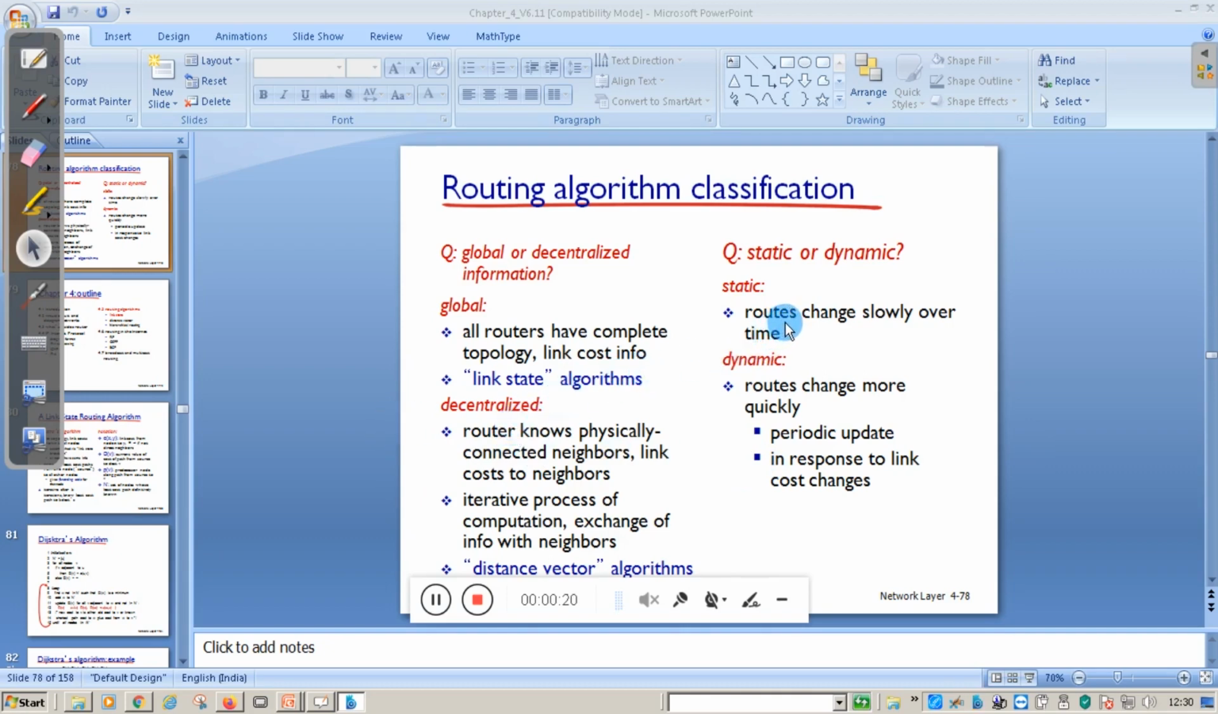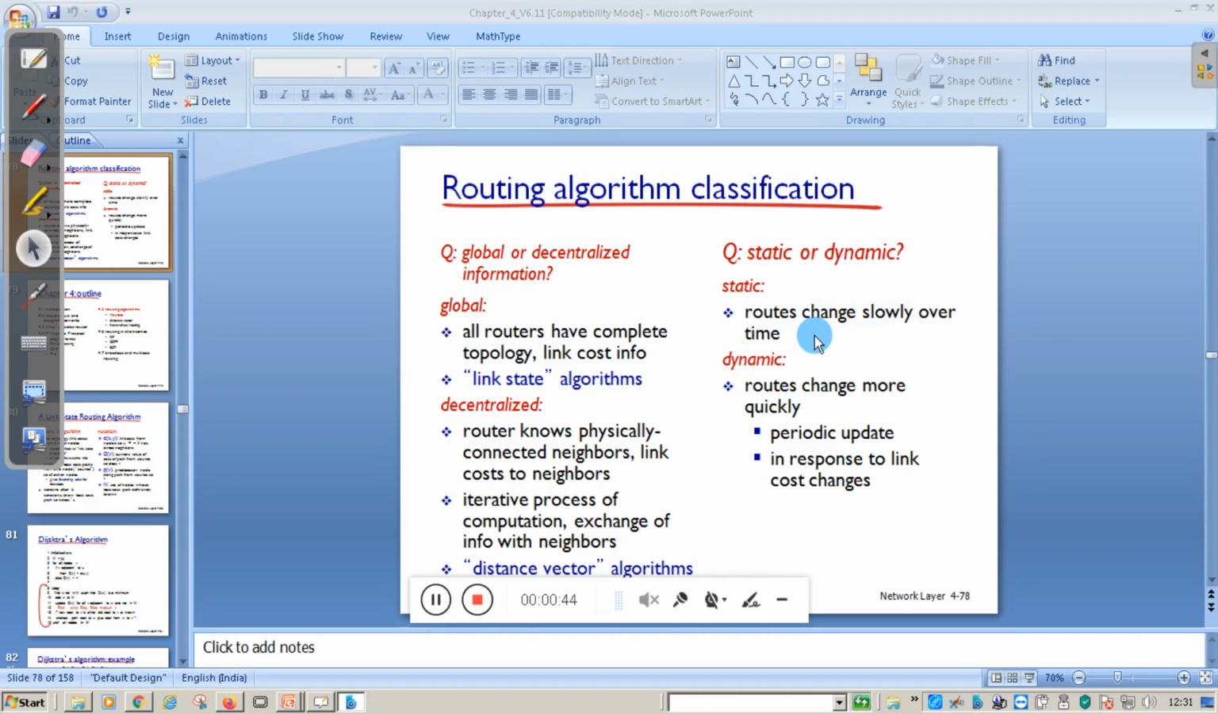In static, routes change slowly over time. For example, suppose there is any change in the network topology, or any change in the network path, then all those routes change slowly over time. This is because usually there is human intervention in a static routing algorithm.